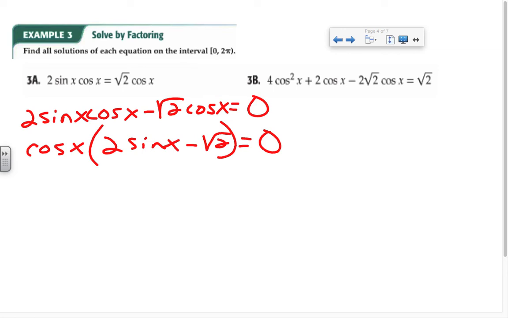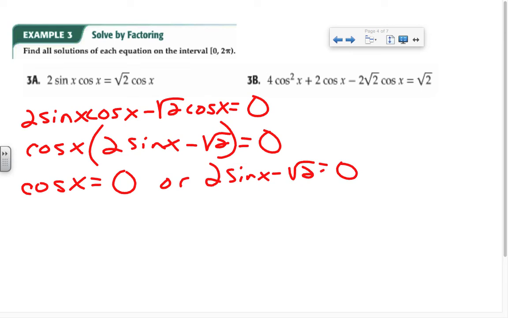And so by factoring, what I have here is 2 things being multiplied together to equal 0. And we know from way back in Algebra 1 that if I have 2 things being multiplied together to equal 0, then one of them must equal 0. So either cosine x equals 0, or 2 sine x minus radical 2 equals 0.